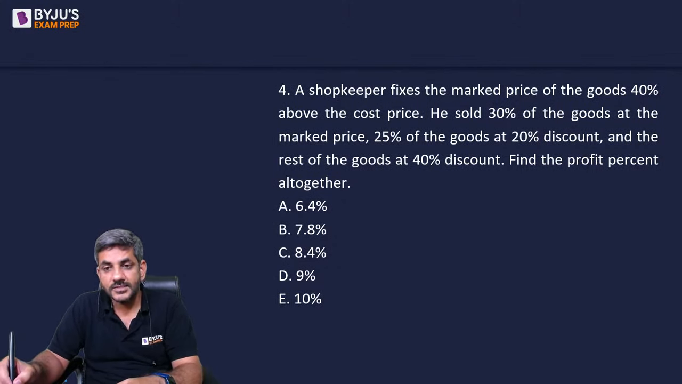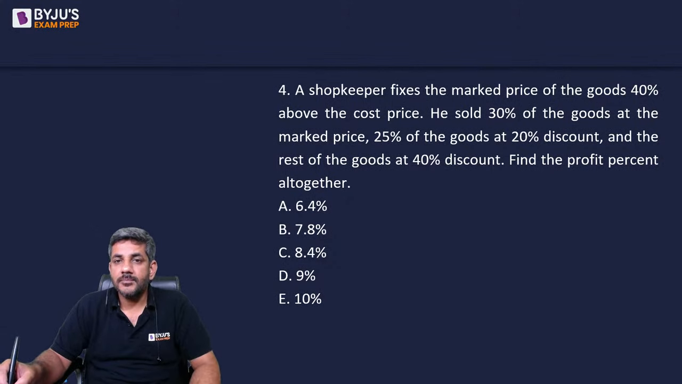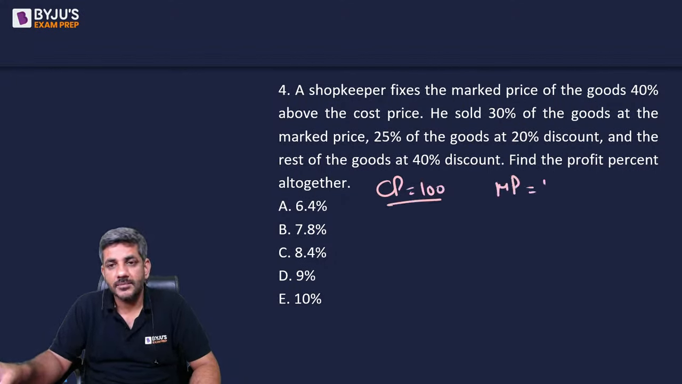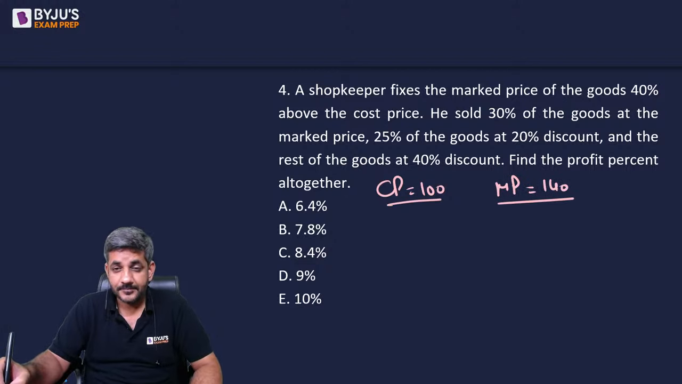Let's start doing this question now. So he says a shopkeeper fixes the marked price of the goods 40% above the cost price. So let us say the cost price is 100. So he fixes the marked price 40% above, that is 140.